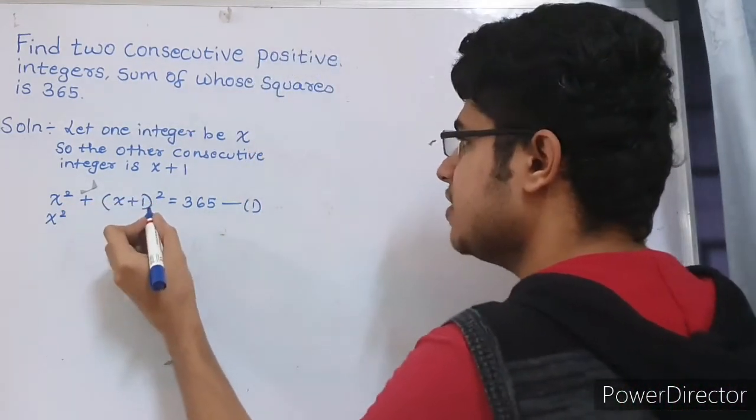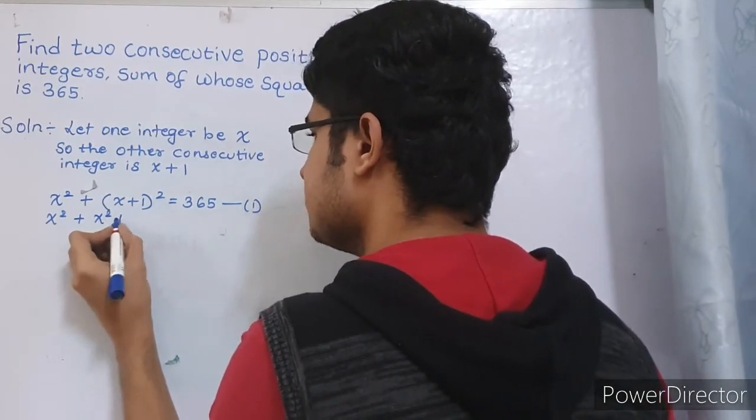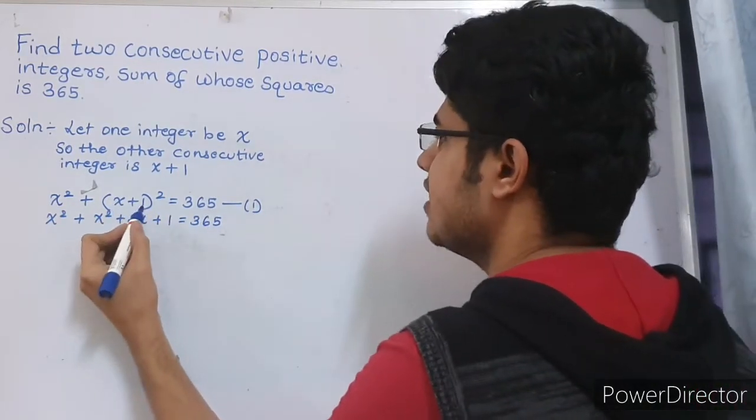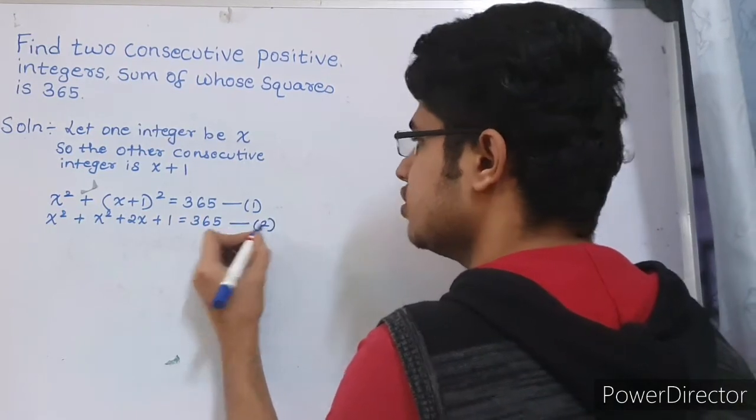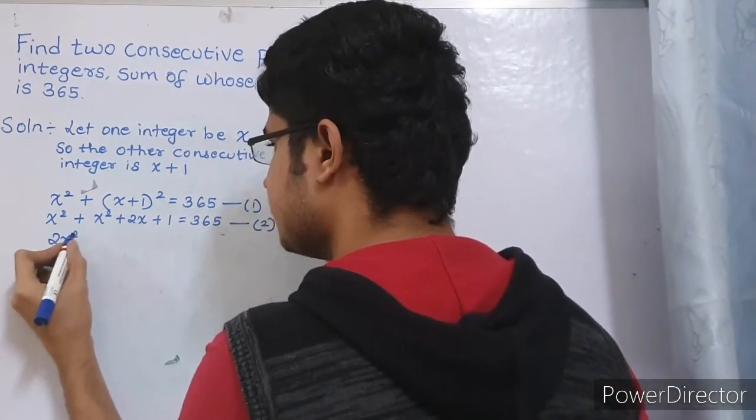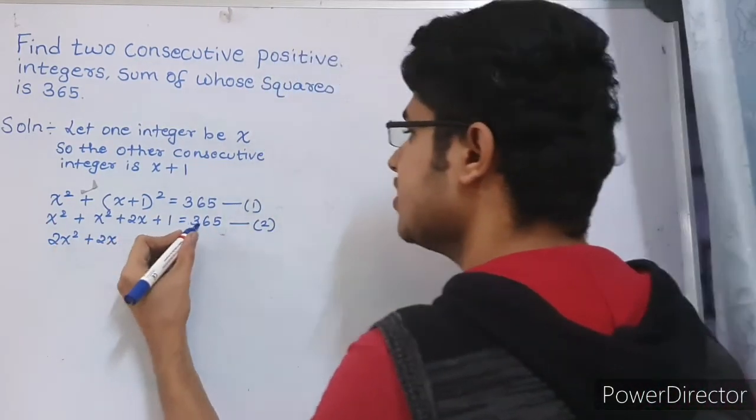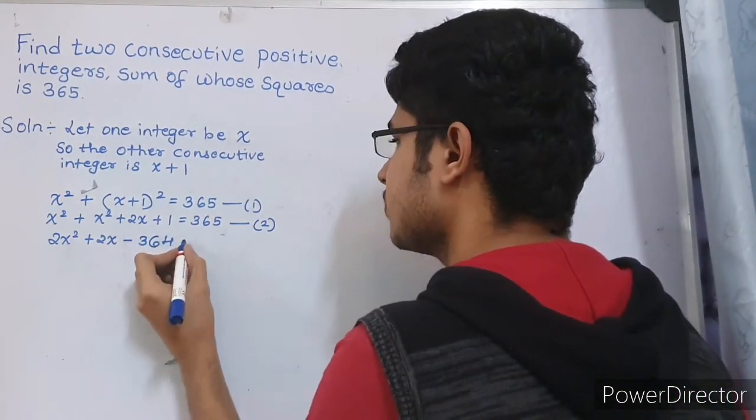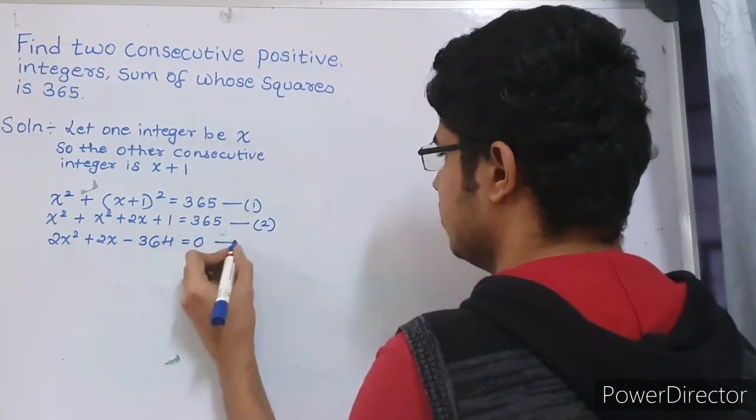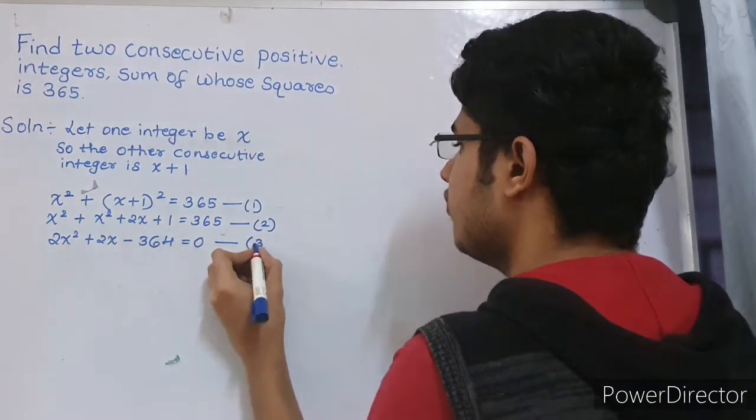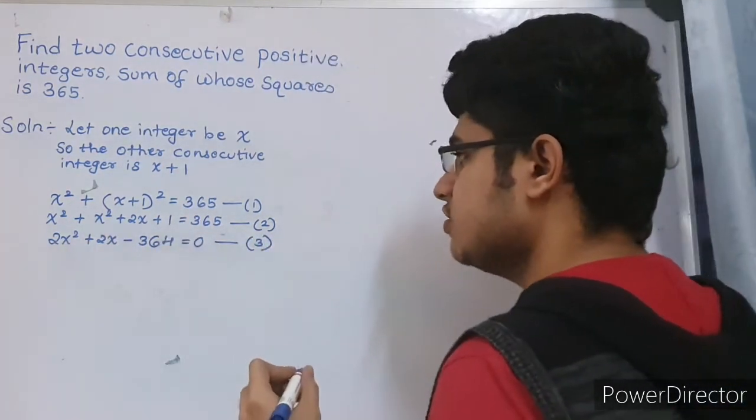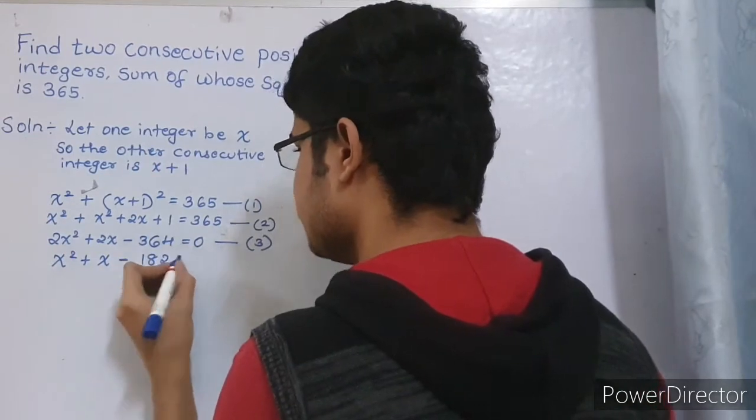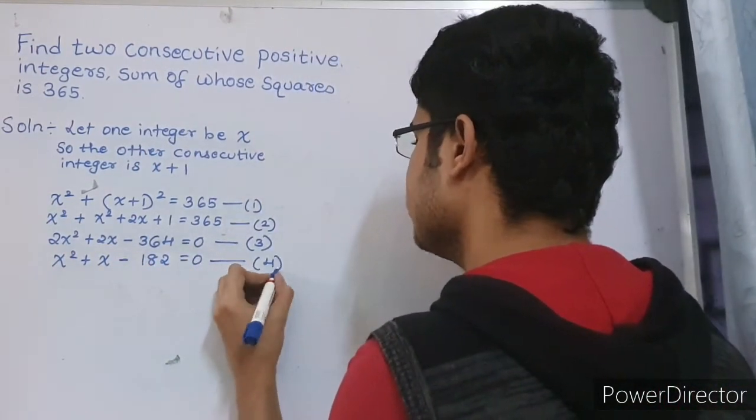Now the formula of a plus b the whole square is a square plus 2ab plus b square, which will give me 365. Here a is x and b is 1. Let me call this equation 2. So x square plus x square is 2x square plus 2x plus 1, and 365 will go to the left hand side and it will become minus 364. So 2x square plus 2x plus 1 minus 365 is equal to 0. Now I have got the required equation in the form of ax square plus bx plus c. I will call this equation 3. I can divide the equation throughout by 2 and I will get x square plus x minus 182 is equal to 0. I will call this the final equation 4.